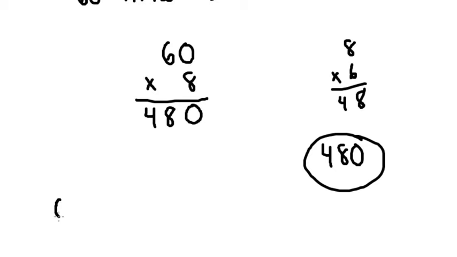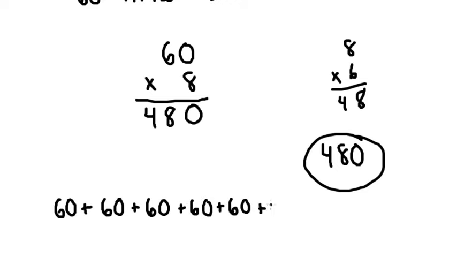So that would be 60 plus 60, that would be 120, 2 60s, 3 60s, 4, 5, 6, 7, 8. Now that's a lot of 60s to add up, so we could do that, but it would take us a while. But that's okay. We can add these up.